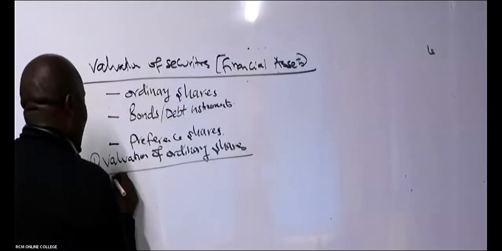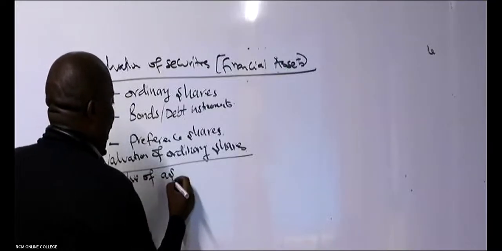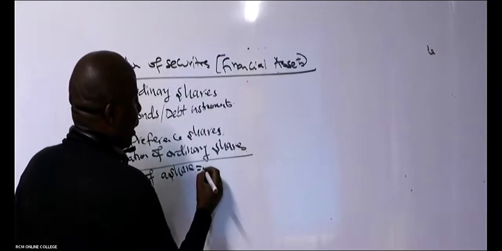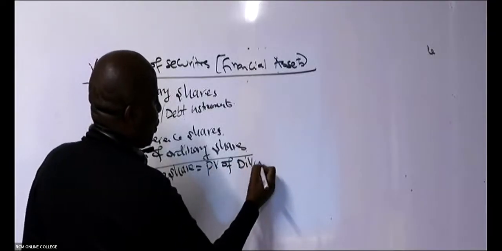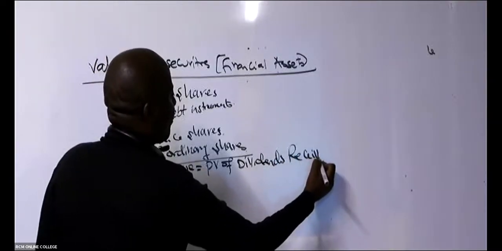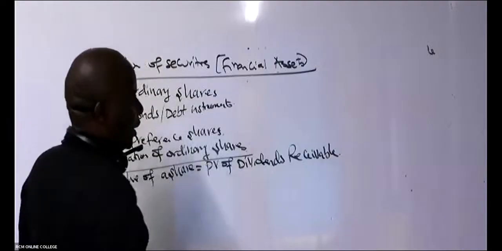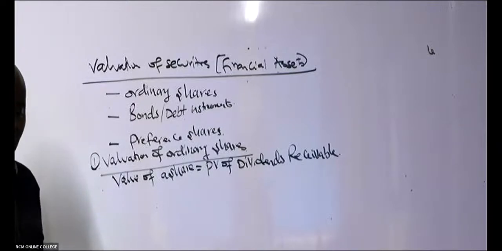So basically, whenever we talk of valuation of ordinary shares, you are supposed to know that the value of a share will be the present value of dividends receivable. Dividends receivable. So anytime you want to get the value of a share, you will take the present value of dividends receivable.